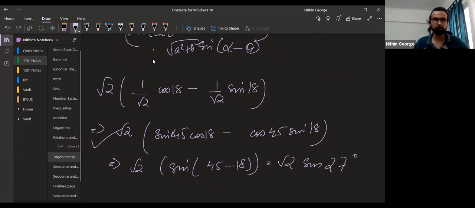In an exam hall, that's what will normally happen. You'll start from this. You see sin 18 minus cos 18, or you see sin x plus cos x or sin x minus cos x. You simply multiply and divide by root 2. Okay, got that? All right?